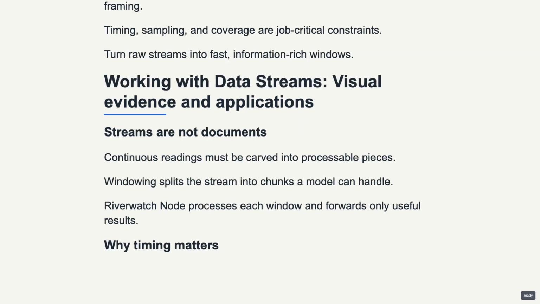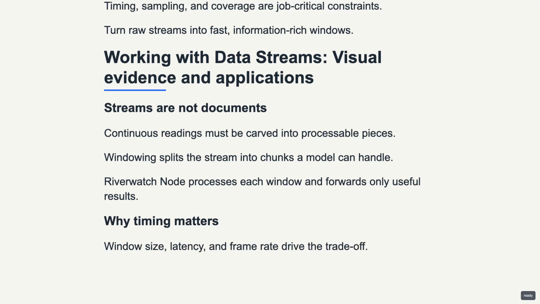Timing controls whether the model has enough context, enough speed, and enough chances to see a short event before it disappears. These three terms set the basic trade-off in stream processing. Once they are in view, the rest of the design choices become much easier to reason about.